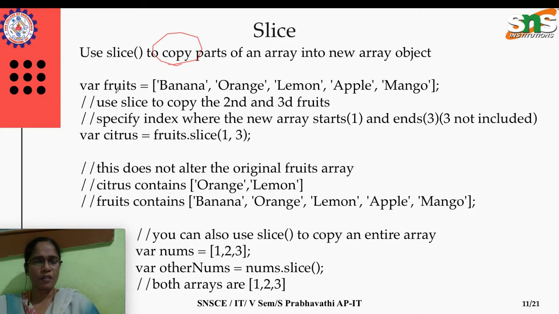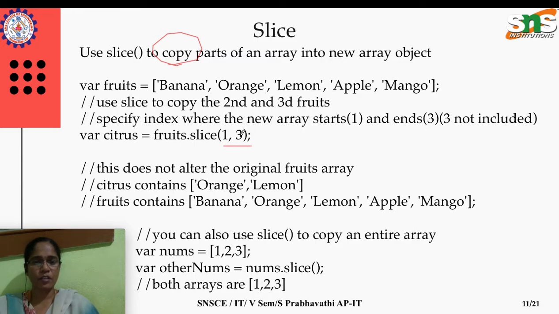For example, we have an array fruits of these many items, 5 items, and in the second line what we are doing, variable citrus is equal to fruits dot slice 1 comma 3. So you are passing two numbers over here in this slice method. So what it says means, the first argument says from which index position we need to start, and the second argument says where we need to end. Okay, so this end position doesn't get included in the copied items.